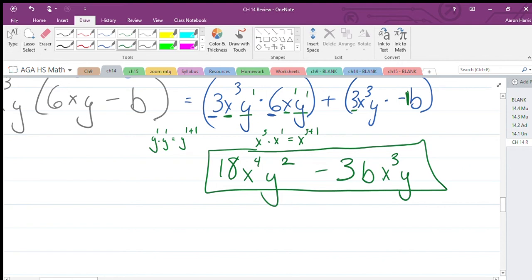So here we go. What's the highest degree? 4 and 2 is 6. This is a 1, this is a 1, so I get 5 over there. So I have a 6th degree. How many terms do I have? 2. So binomial.